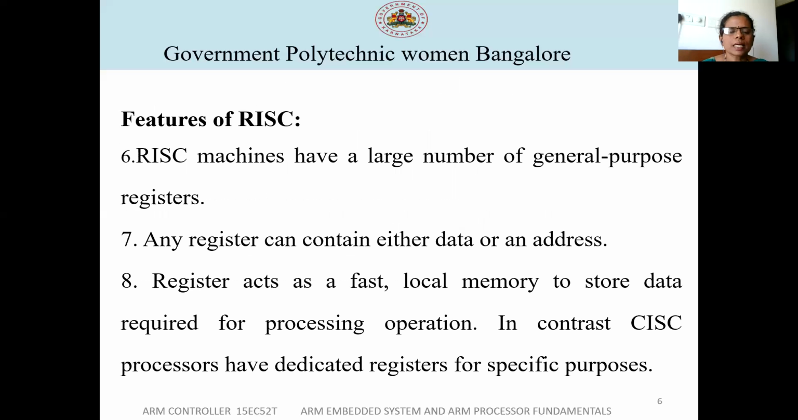The other features of RISC: RISC machines have a large number of general purpose registers. Any register can contain either data or address. A register acts as a fast local memory to store data required for processing the operation. CISC processors have dedicated registers for specific purposes. But in RISC, the registers act as a fast local memory to store the data.